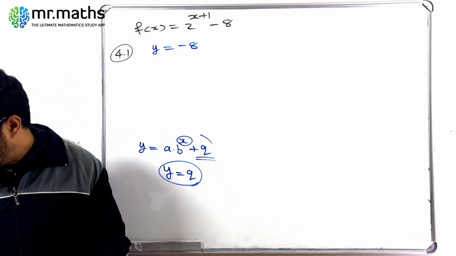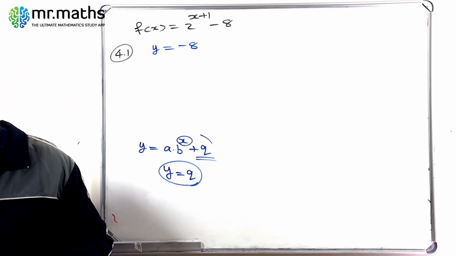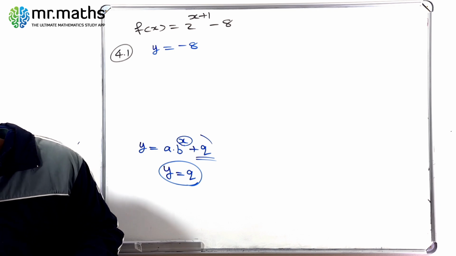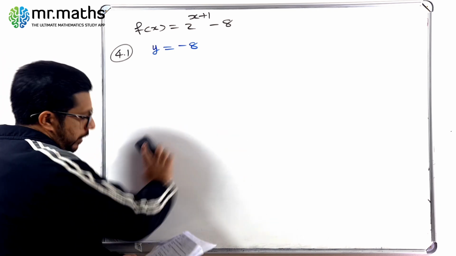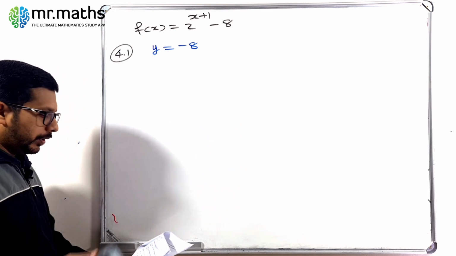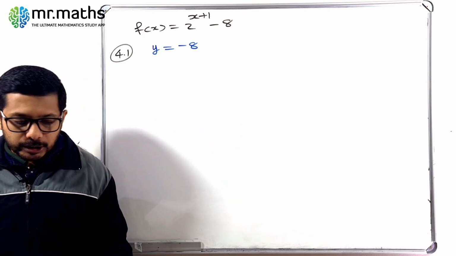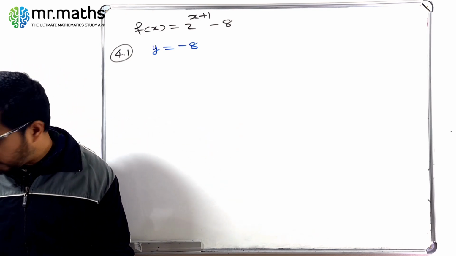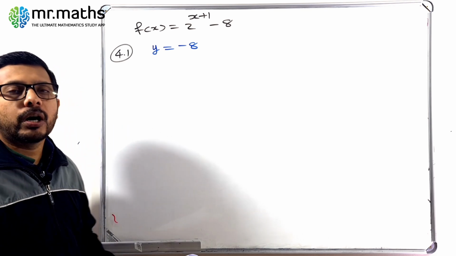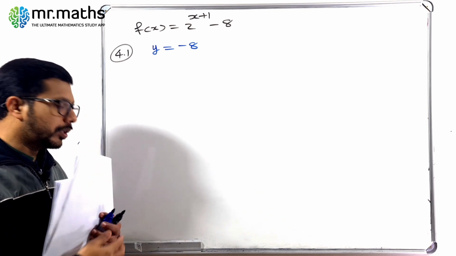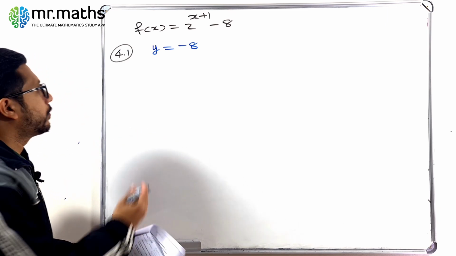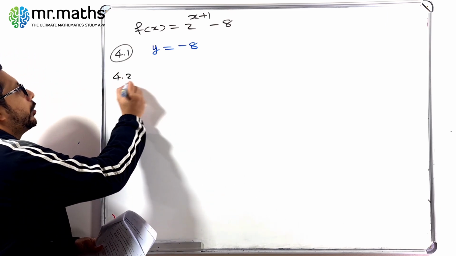Now next question, question number 4.2. What is question number 4.2? Sketch the graph of f, clearly indicate all intercepts with the axes as well as the asymptote. So now you have to draw the graph of this f of x. It's a simple question.